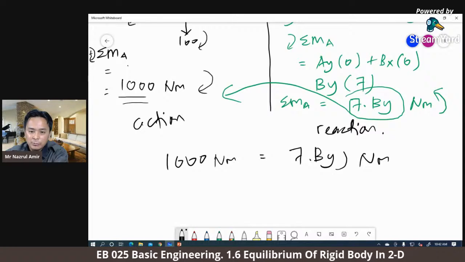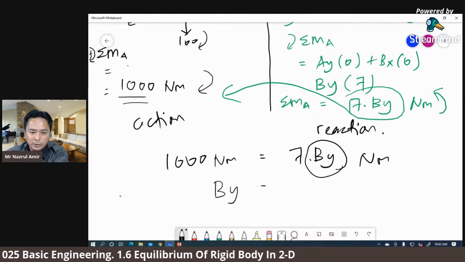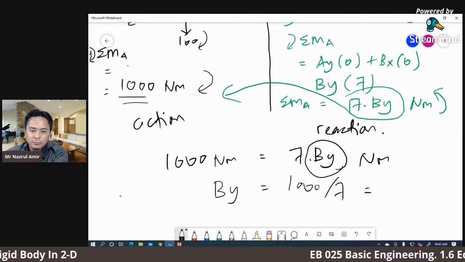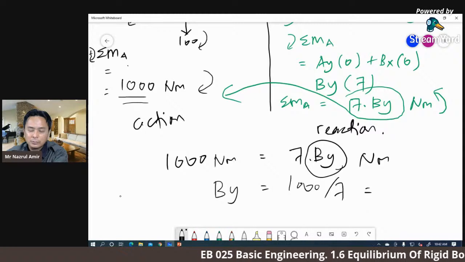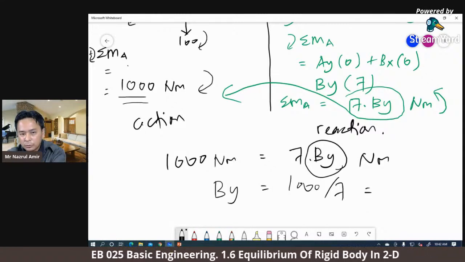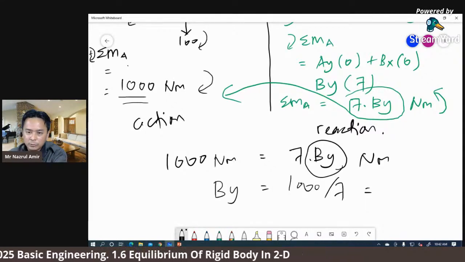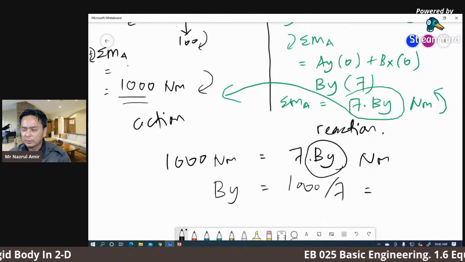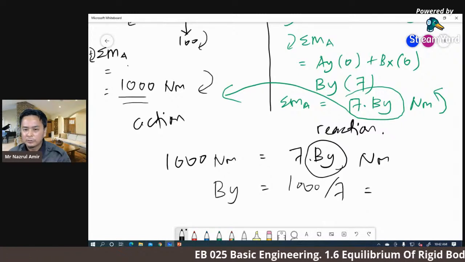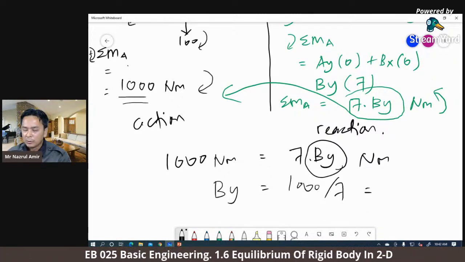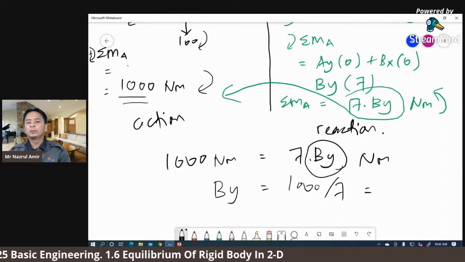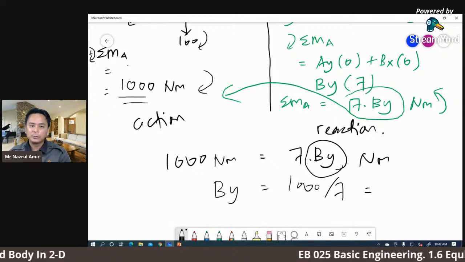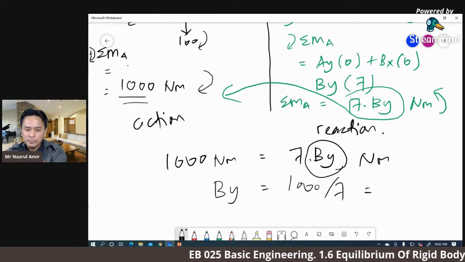Now we can get the value of By. Using this equation, By equals 1000 divided by 7. So we get the actual value of force By. That's why in this case, we use two types of support. There are two supports, one on the left, one on the right. A pin support is always paired with another support like a roller, rocker, and so on. Because we want to create a force that can produce a reaction moment to counter the moment produced by the action forces.